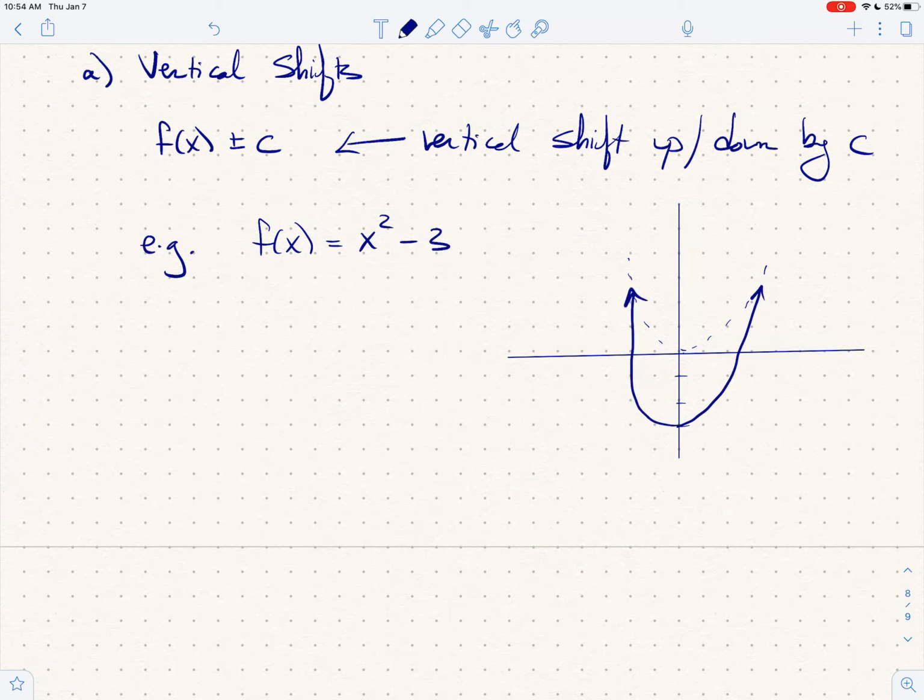So vertical shifts are pretty easy to recognize. It's just your function, and you add or subtract a number, and that's literally shifting you up and down. I'll just do this part, but the whole thing should be moving, but I can't do that. So vertical shifts, easy to recognize and relatively easy to graph.